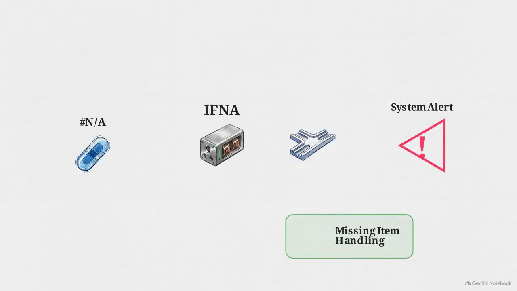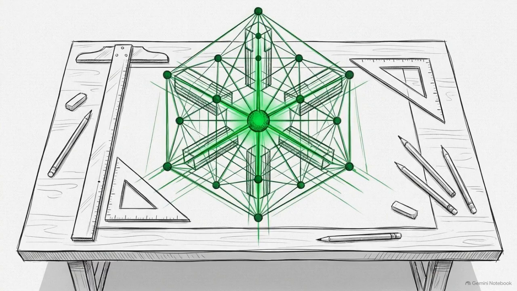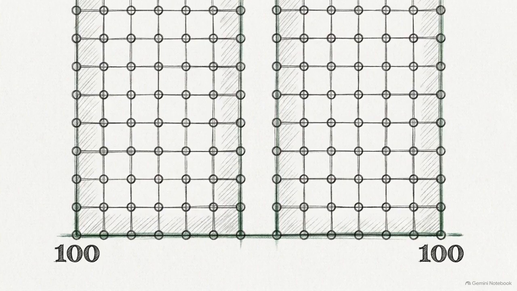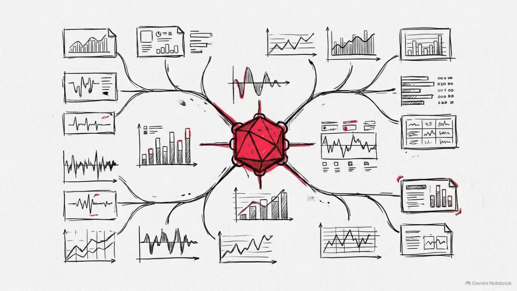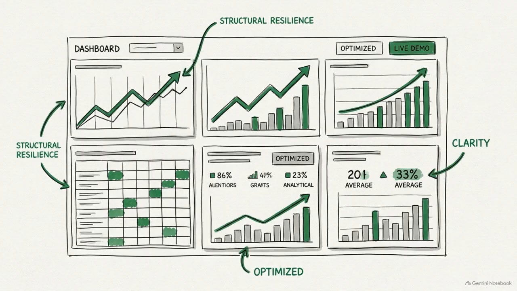Defensive coding relies on targeted diagnostic handling. Using IFNA for lookups gracefully catches missing items, while allowing critical system failures to punch through and alert the analyst. Mastering Excel requires treating it as a rigorous architectural environment. By prioritizing coordinate-based retrieval, enforcing dimensional constraints, and treating errors as precise diagnostic telemetry, professionals can transform fragile spreadsheets into bulletproof analytical engines.